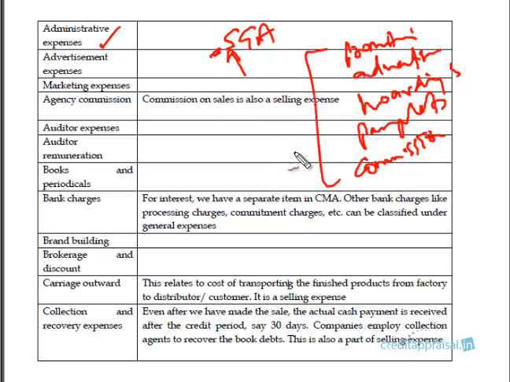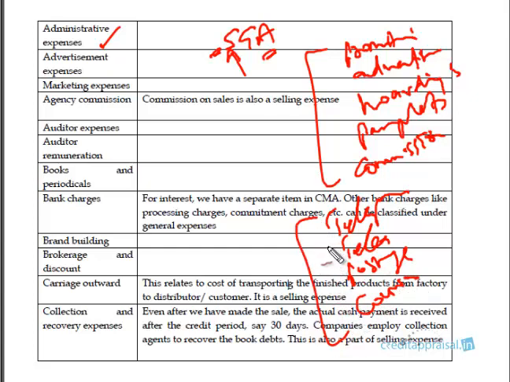So what are administrative expenses? To run your office, you need a lot of administrative expenses such as telephone expense, telex, right? Postage, courier charges, right? All these are general expenses. All these are administrative expenses. And then you have general expenses. Like what are general expenses? Any other expenses that cannot be clubbed into these two. So all general expenses you can put it.